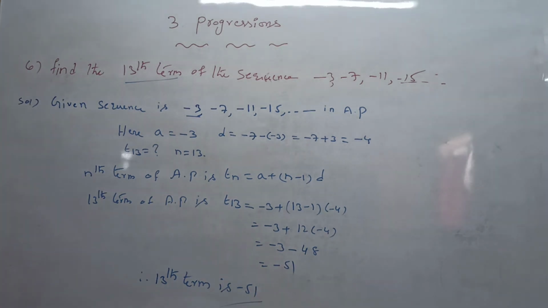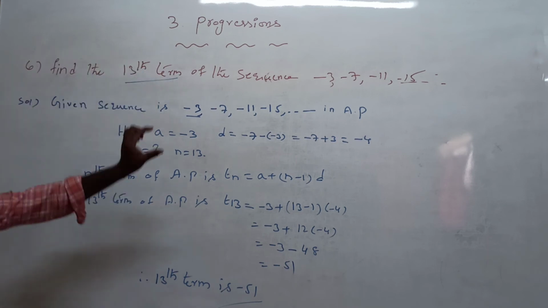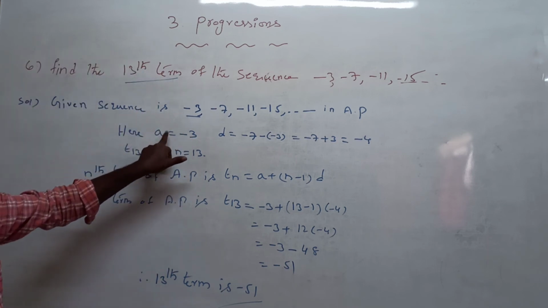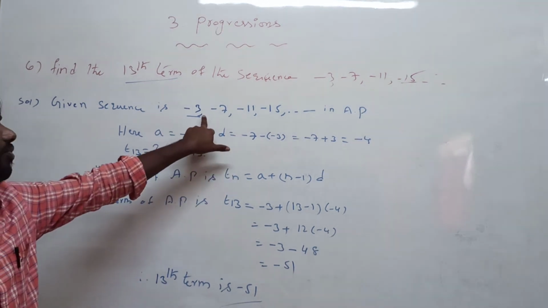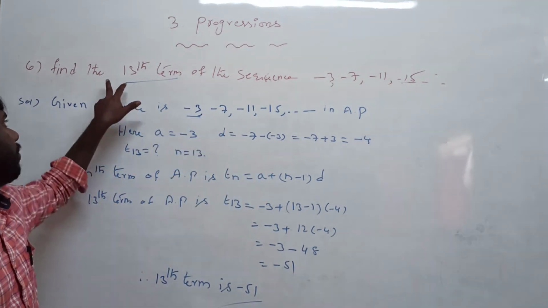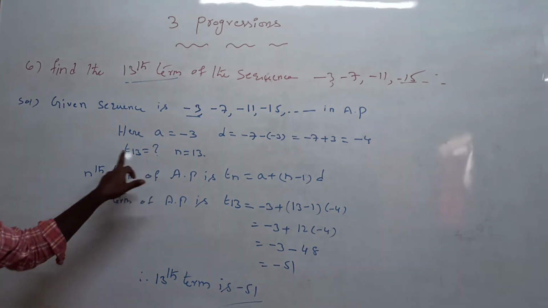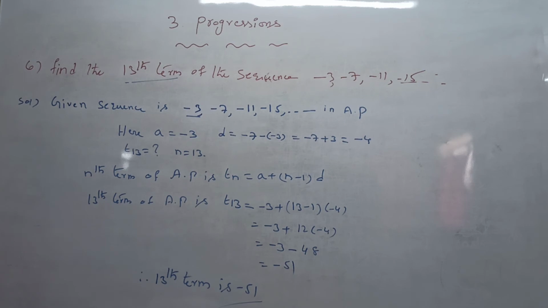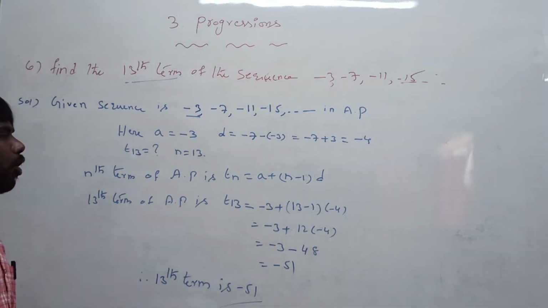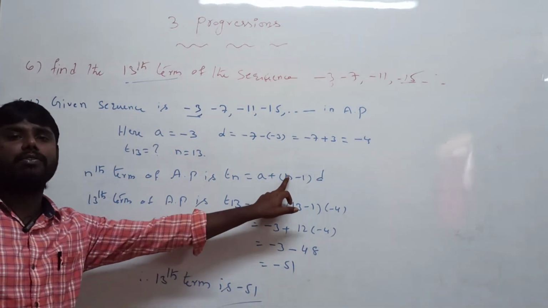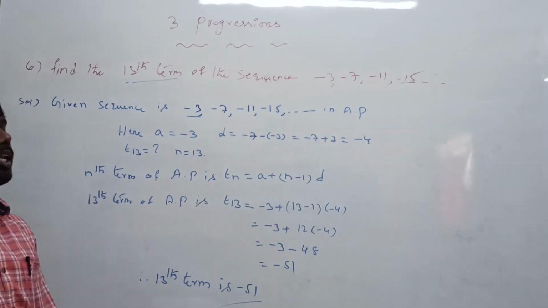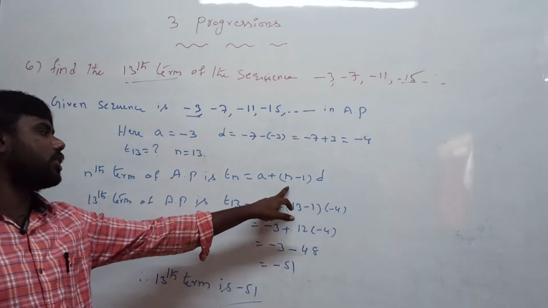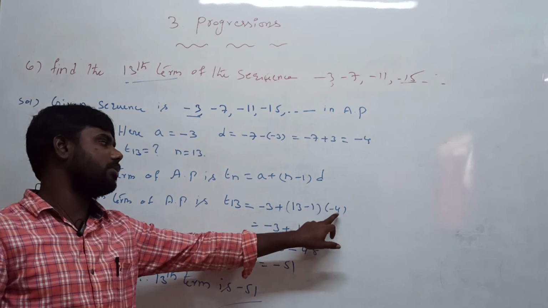Did you understand? What are they given? One sequence, and they ask us to find the 13th term. So we write the sequence as it is: the first term is minus 3, d, the common difference, is minus 4, and we need to find the 13th term. Now applying the nth term formula Tn equals a plus (n minus 1) into d, with the a, n and d values: minus 3 plus (13 minus 1) into minus 4.